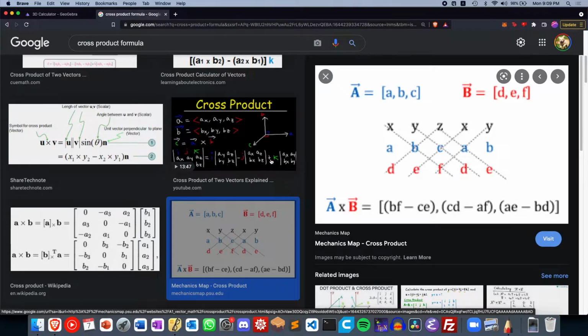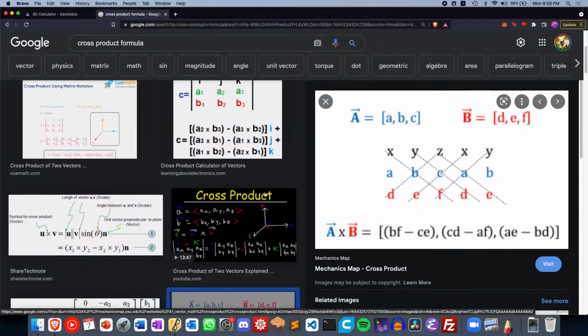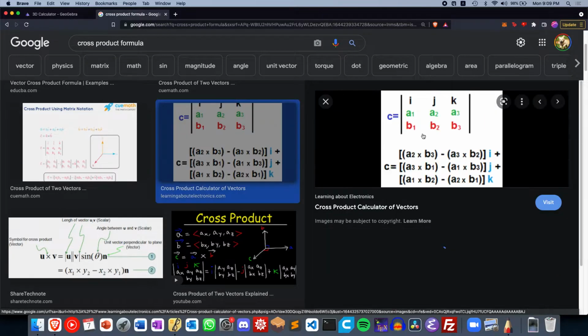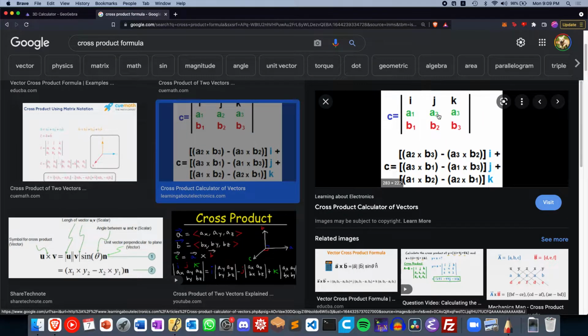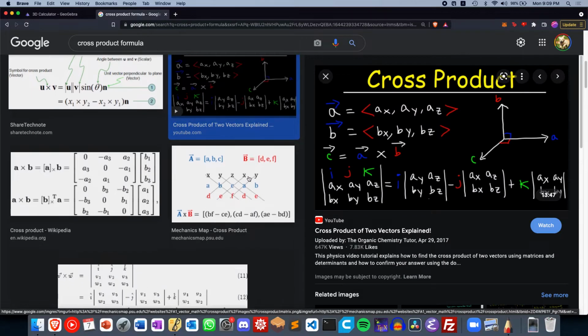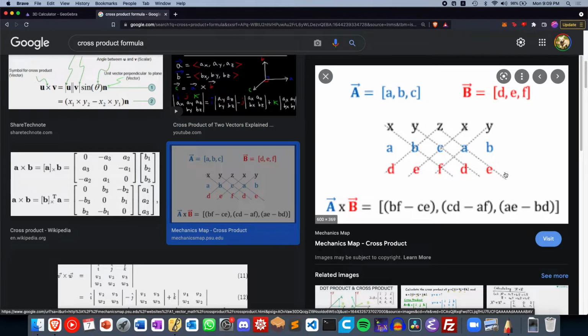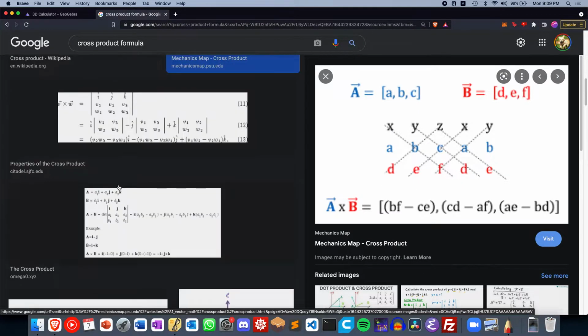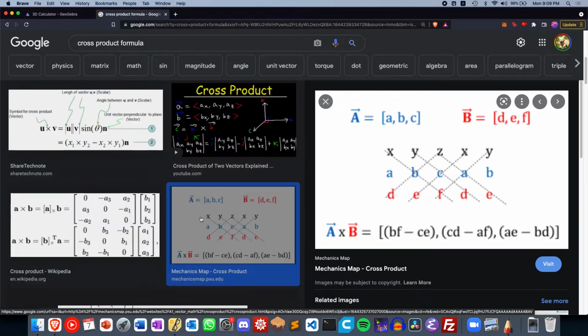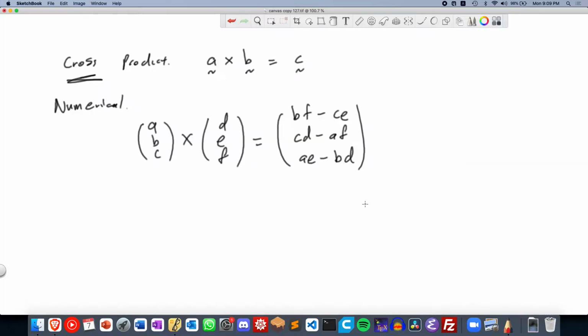There's a couple of ways to remember the cross product. I'll leave it up to you to search whatever method you want. Some people write it in a form and then use a determinant of a matrix. Some people call this a shoelace method, and other people just remember it by heart. I'll leave it for you to research the way you want to memorize it.